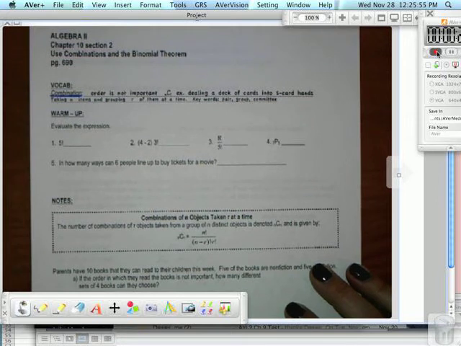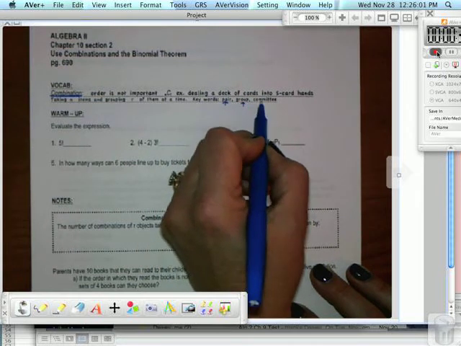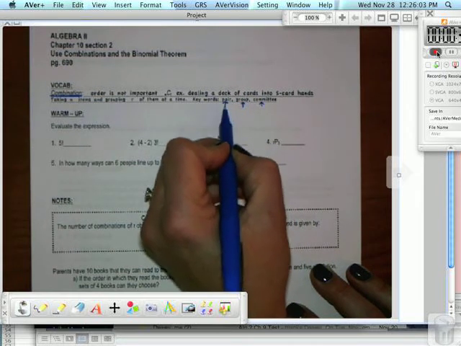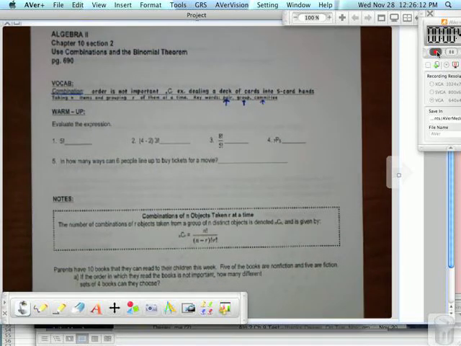Taking n items and grouping r of them at a time. These are some key words you're going to want to look for to help you identify whether it's a combination or a permutation. If you're working with a pair, a group, or a committee, you know you're going to be dealing with a combination. All right, take just a second to do the warm-up.